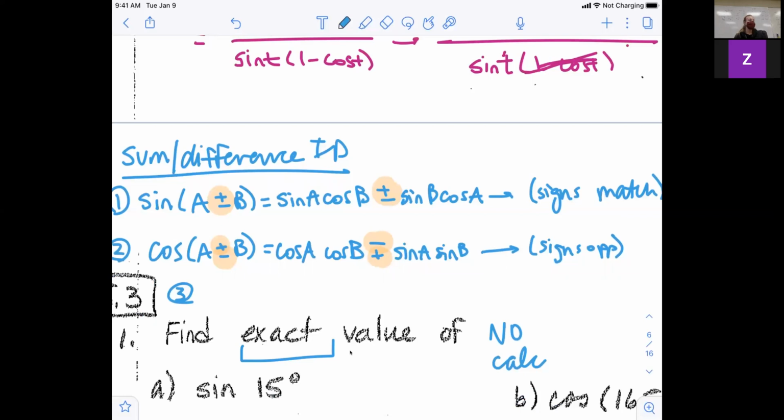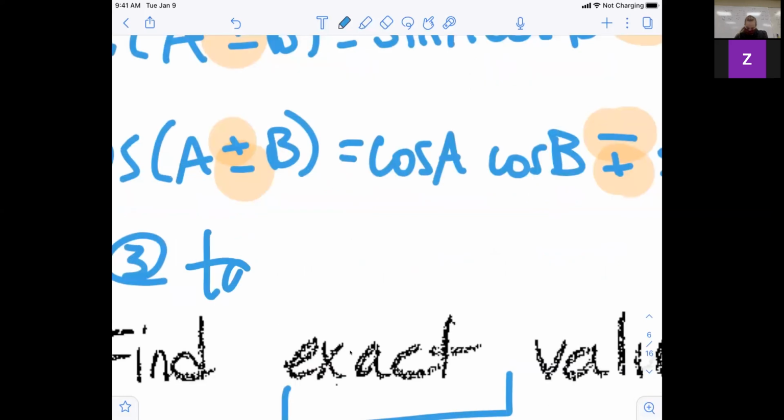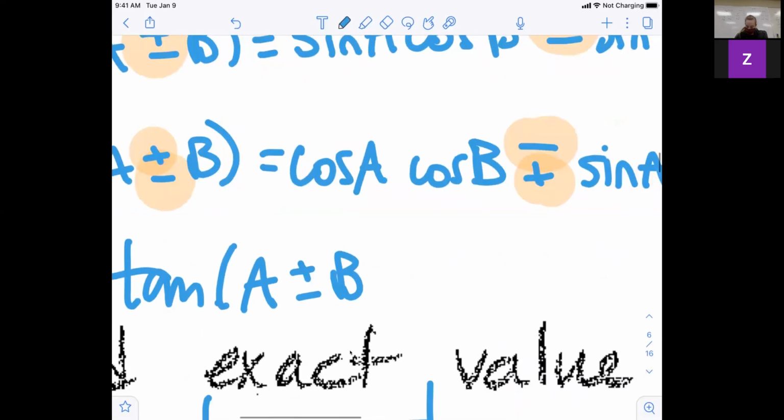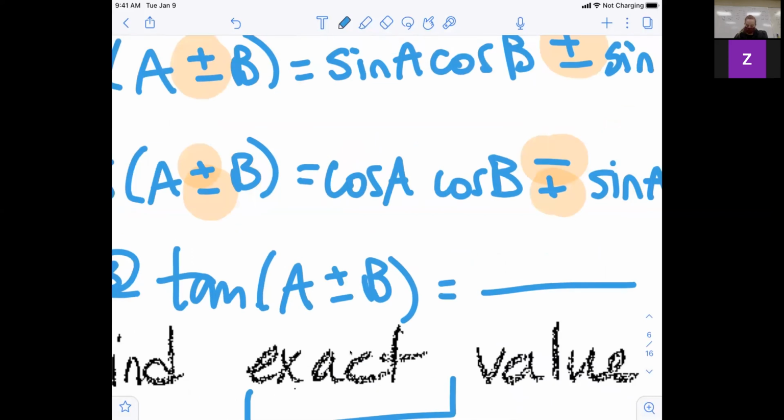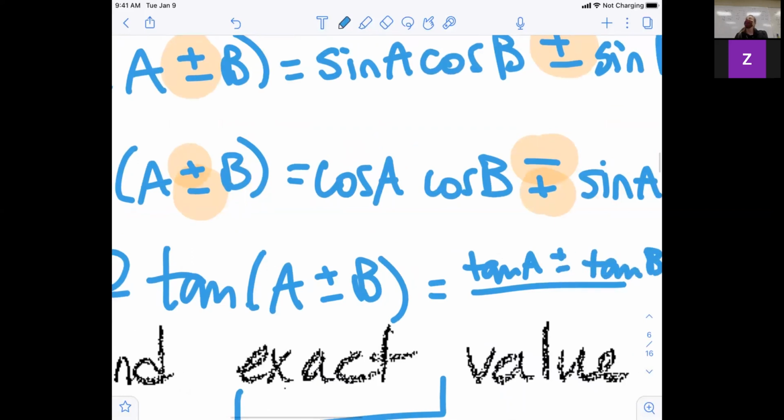And then the last one is tangent. This one has a fraction, so we're going to write tangent of, again, A plus B. These can be any two angles. And it's going to be a fraction. It's going to be tan of A plus or minus tan of B on top. And then the bottom is going to be 1 minus plus tan A, tan B.